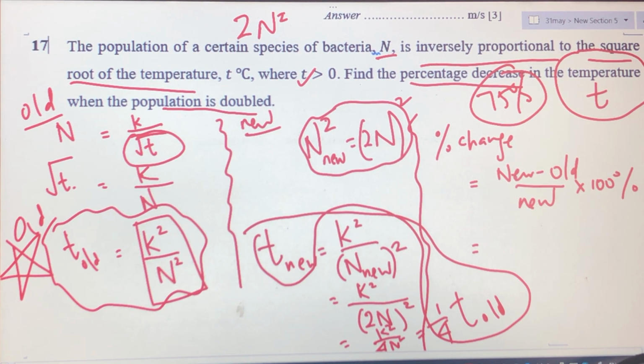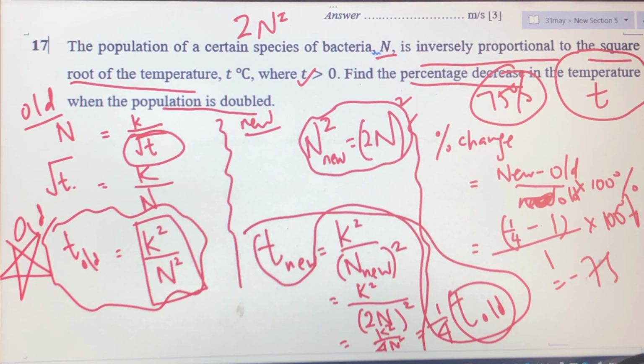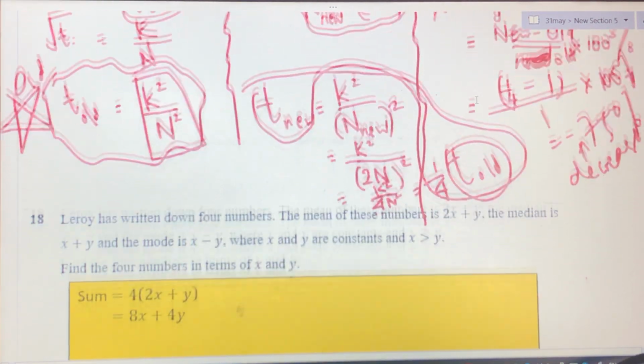But if you want to show working, then you take the new one. You don't need to throw in the algebra. New one is 1/4, minus the old one, that's 1 whole, over the old one. New minus old over old. The old is 1. You get minus 75%. The minus tells you it's a decrease. But in your working, you don't put the minus, because they're already asking for a decrease. So you just put 75%. Finish. Okay, so that's all for number 17.